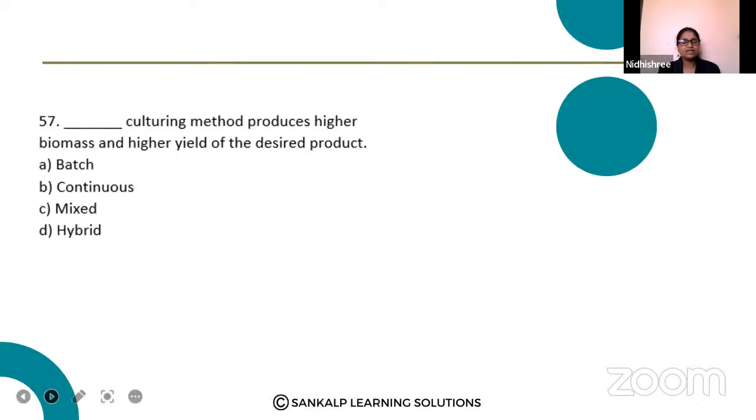57th question. Which culturing method produces higher biomass? Just now we discussed it. Higher yield of the desired product.